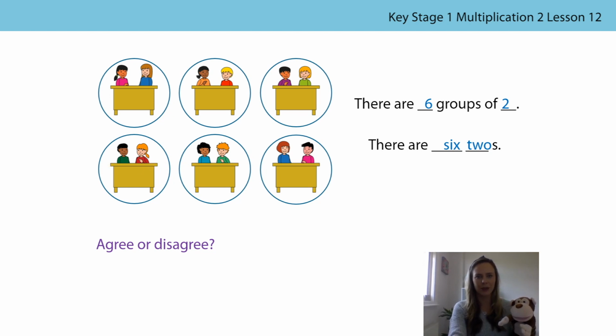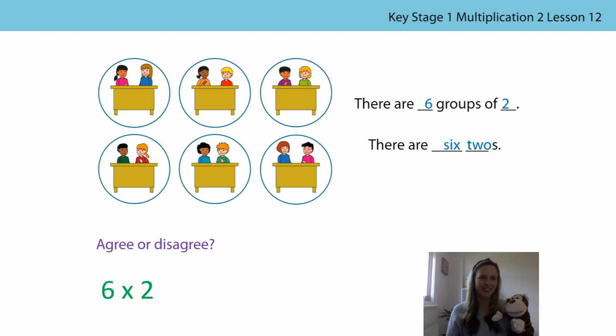6 groups of 2. How would we write a multiplication expression to represent this picture? Can you have a go? This is the multiplication expression that Bongo and I have written. We've written 6 times 2. We're correct, aren't we? Because the 6 represents the number of desks or the number of groups, and the 2 represents the number of children sitting behind each desk. Did you get the same multiplication expression?